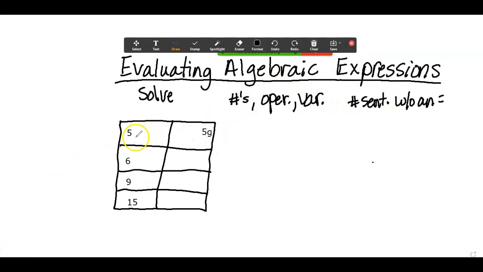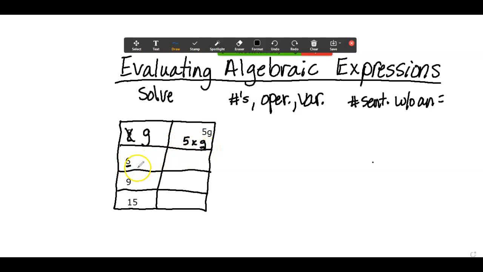So for this problem, the variable is g. The algebraic expression is 5g. Remember, that's the same thing as 5 times g, right? Because the number is right next to the variable, so it means multiply. So we're just plugging in the numbers for g.